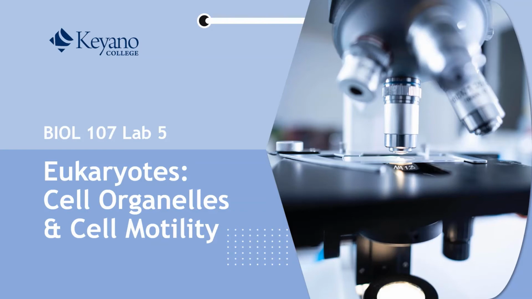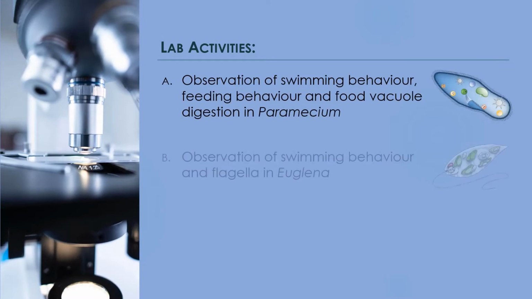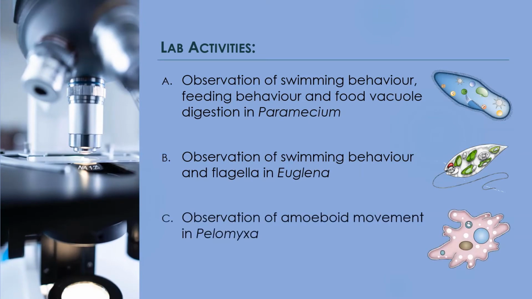Biology 107, Lab 5, Eukaryotes, Cell Organelles, and Cell Motility. In this week's lab, you will examine the actions and roles of various organelles and the cytoskeleton in three protists, Paramecium, Euglena, and Pelomyxa.